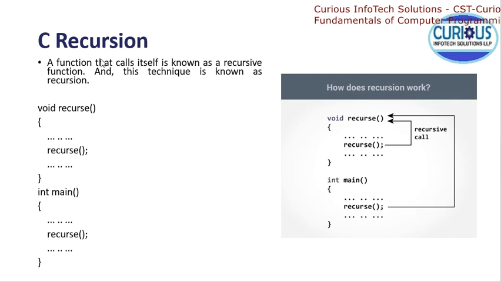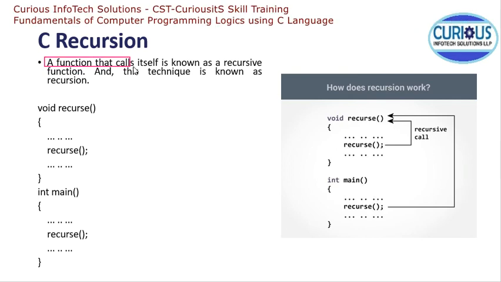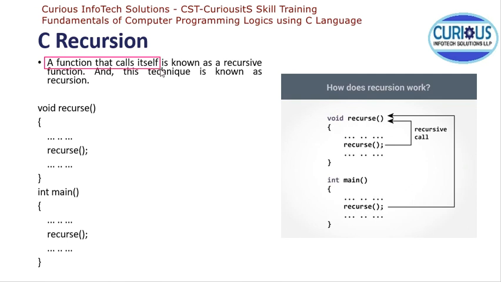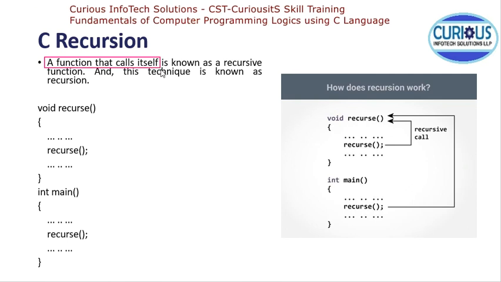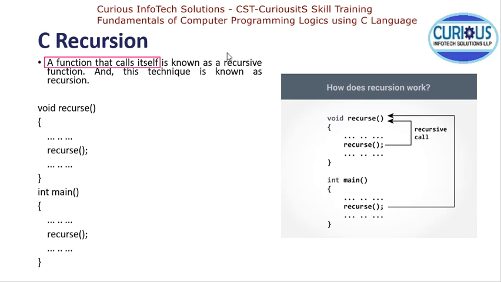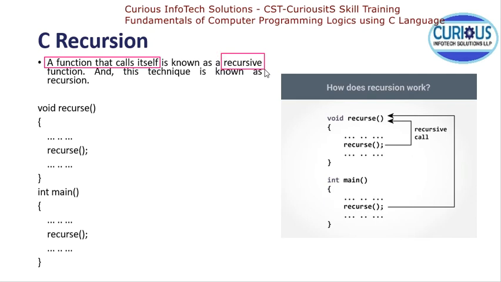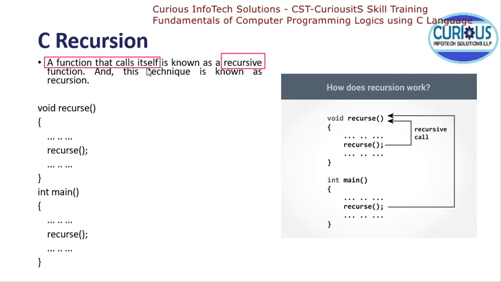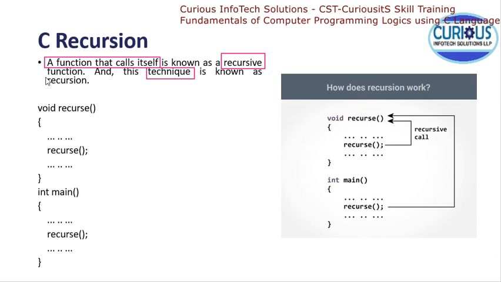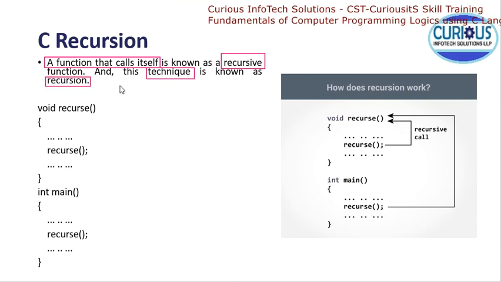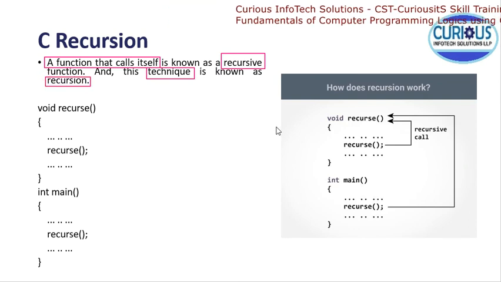So here I will say a function that calls itself, a function that calls itself is known as a recursive function. So it is a recursive function, and this technique is known as recursion. Clear? This technique is known as recursion. How can we show this one?